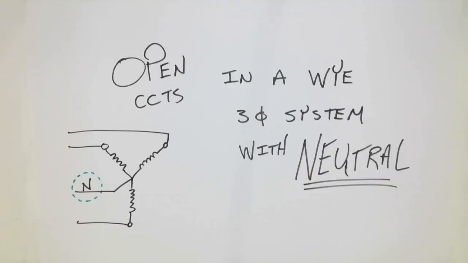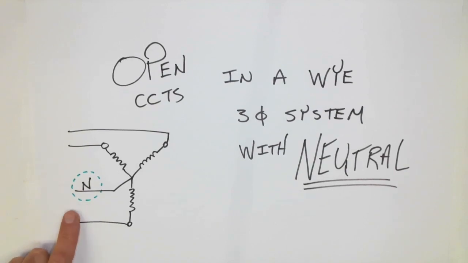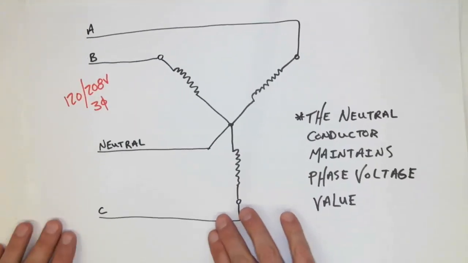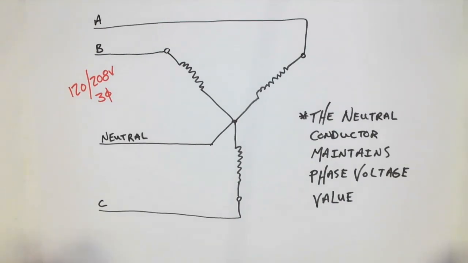Open circuits in a Y three-phase system with a neutral conductor. In this presentation, we're going to look at why the neutral is so important. On a Y system, the neutral is so important because it maintains phase voltage value, no matter what the balance or unbalanced nature of the system is.